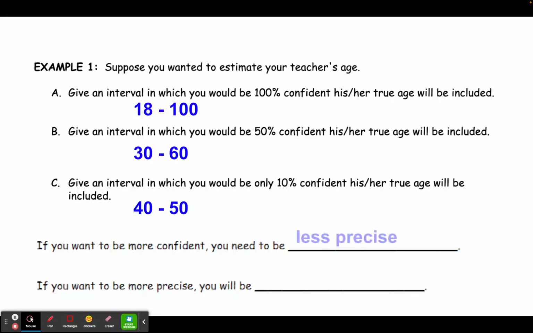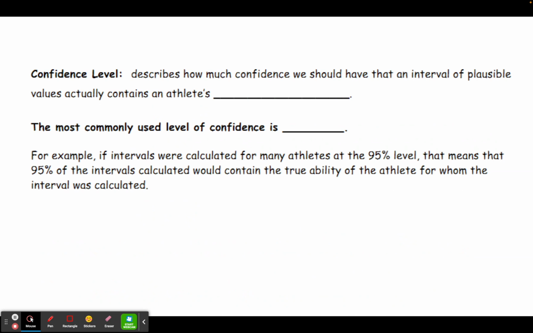So, if we want to be more confident, we have to be less precise. And if we want to be more precise, we have to be less confident. And we want to find a balance between those two things.